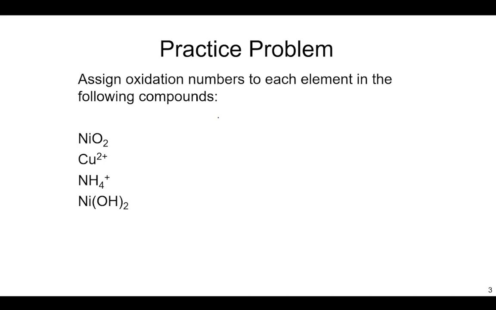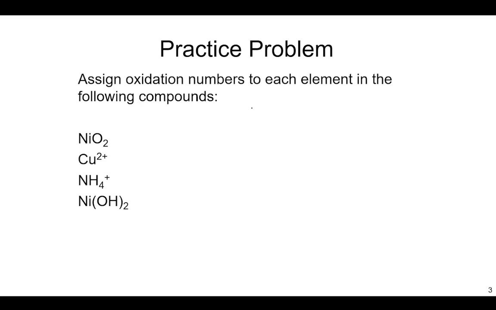So let's get some practice here assigning oxidation numbers to each element in the following compounds. Go ahead and pause the video here and try to assign for each element. So for example, for nickel and for oxygen, what are the oxidation numbers of each of those elements in that compound of nickel oxide? Pause the video here and take a minute or two to solve this.